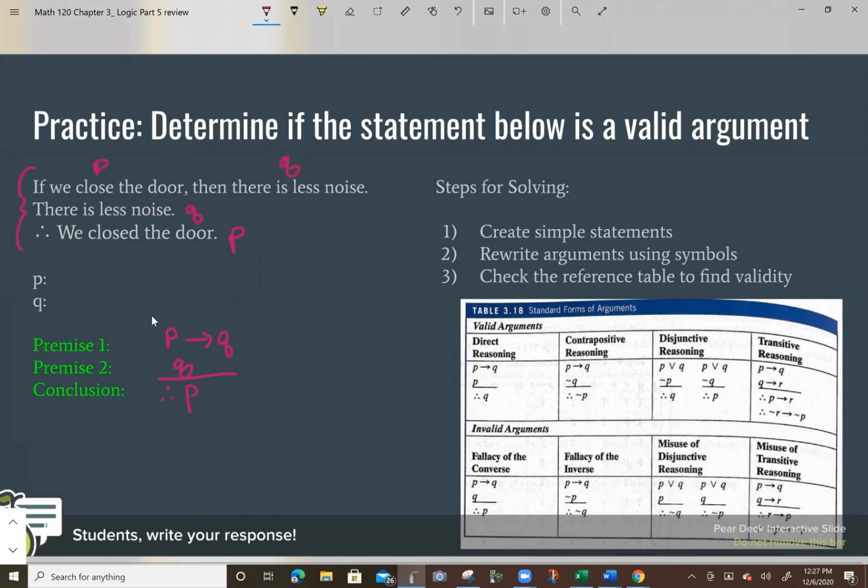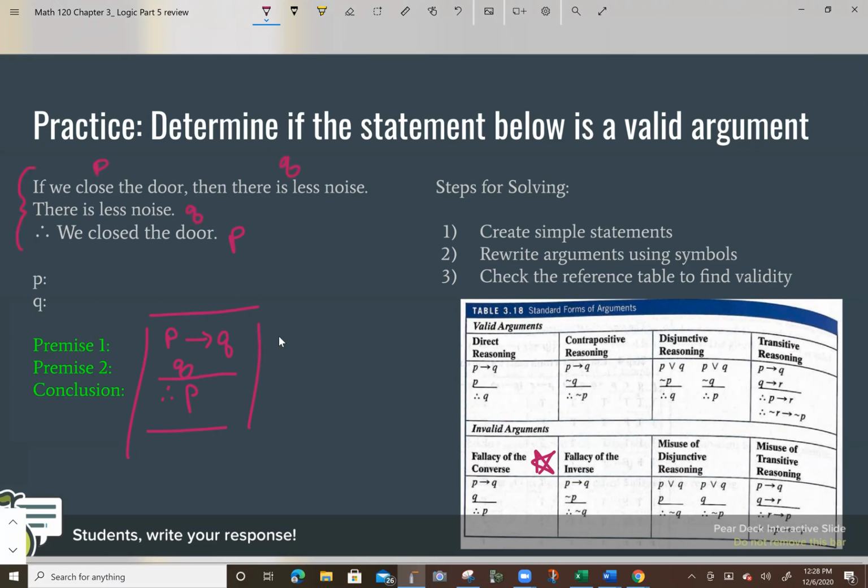So now that I have this written out symbolically, I can check it against the valid and invalid arguments table. I'm looking for P goes to Q, and then Q, and then P. Okay, and it looks like it's right down here, the fallacy of the converse. I have P goes to Q, Q, therefore P is a fallacy of the converse, right?